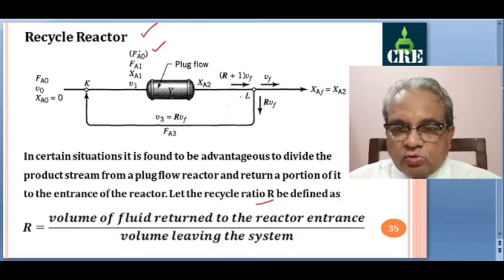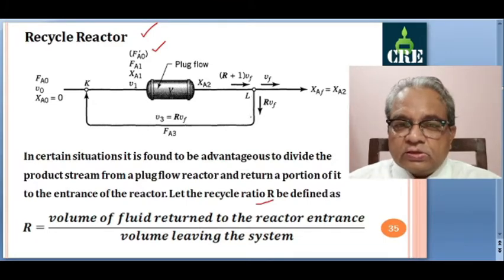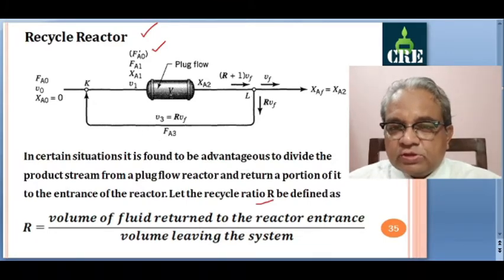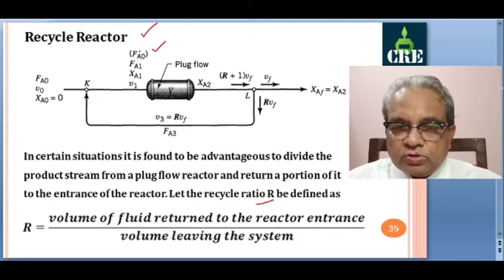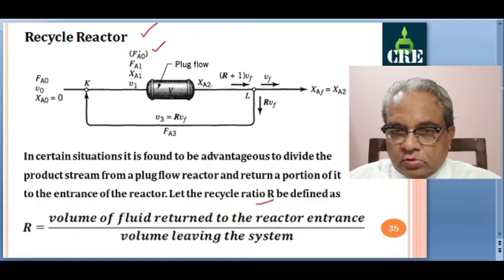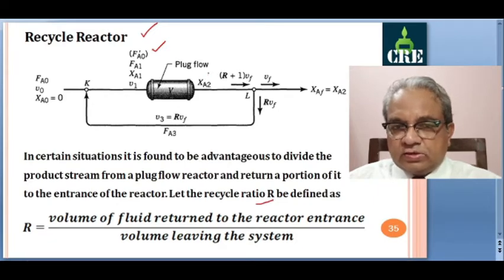With very high recycle ratio, what will happen? The fluid is flowing in this loop very fast. That means there will be intense mixing inside. So at high recycle ratios, this plug flow reactor starts behaving as a mixed flow reactor. Plug flow conditions are no longer maintained. And in between, the performance will be in between plug flow and mixed flow, and that is the recycle reactor. The recycle reactor demonstrates a combination of the performance of both plug flow and mixed flow.